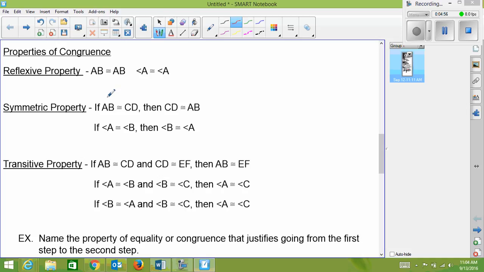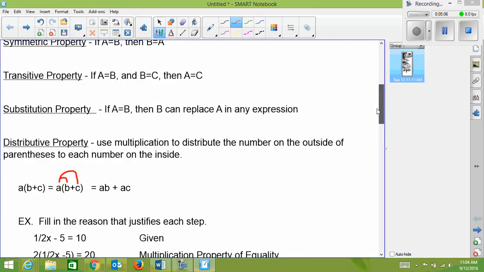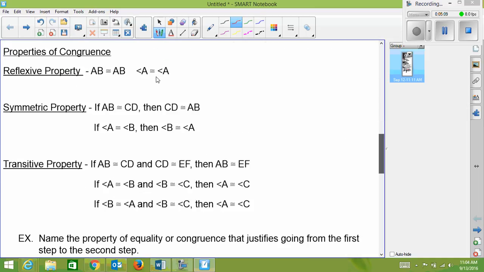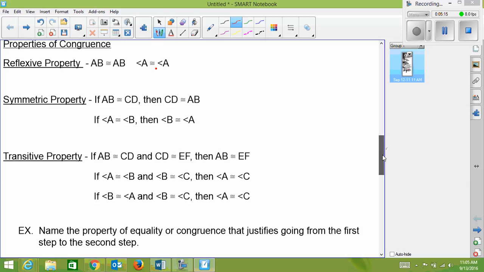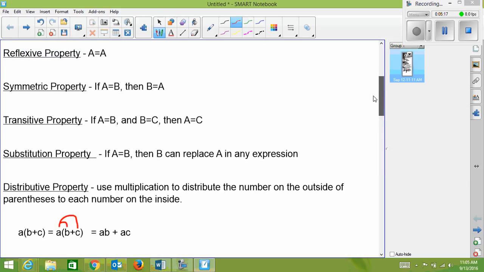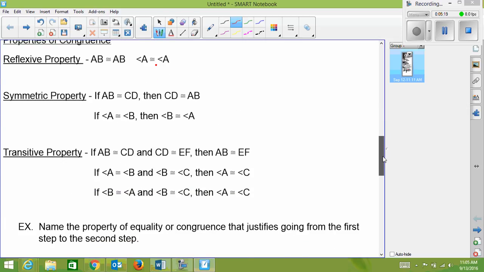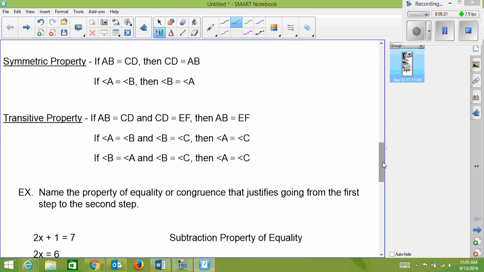Symmetric property, if segment AB is congruent to CD, then CD is congruent to AB. Remember on the symmetric property up here, it was very similar, right? You flip them around. If AB equals CD, then CD equals AB. Up here we did if A equals B, then B equals A. Same thing. You're flipping it around. You can also do it with angles. If A is congruent to B, then guess what? Angle B is also congruent to angle A.